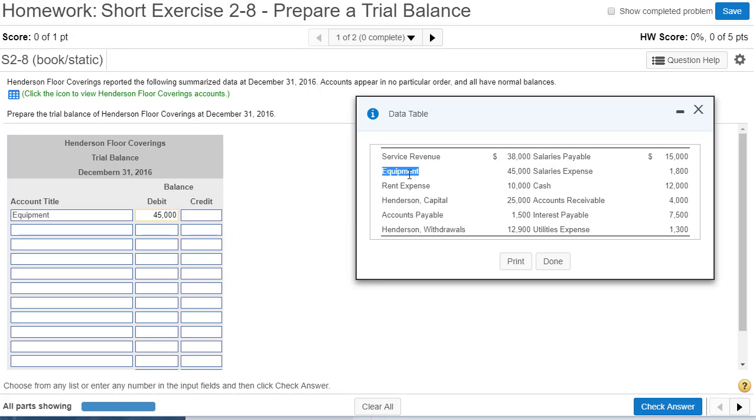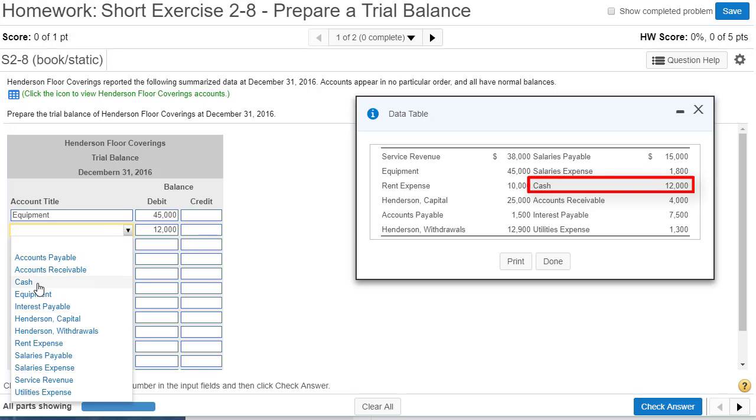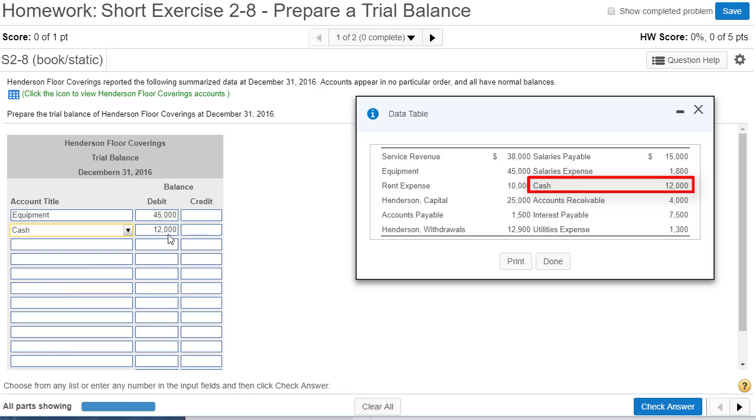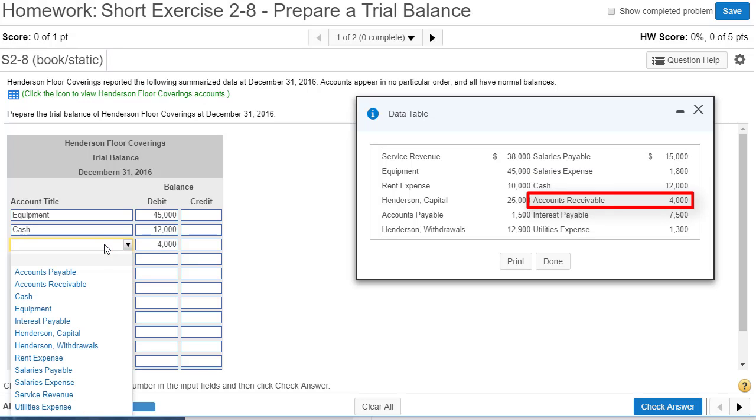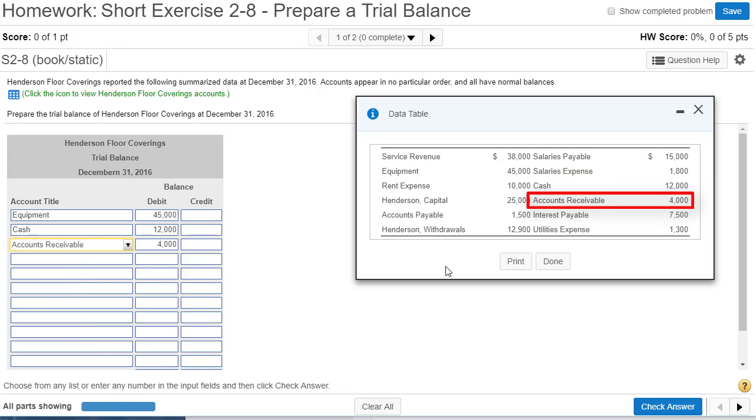After equipment, are there any other assets? Cash. So we got cash, $12,000. Again, we're putting it on the positive side since it's an asset. After cash, we've got accounts receivable, $4,000. That's an asset. Remember, it's because it's something that the company owns and has a future value. And I don't see anything else that is an asset.